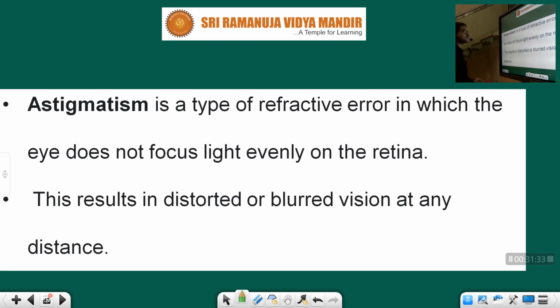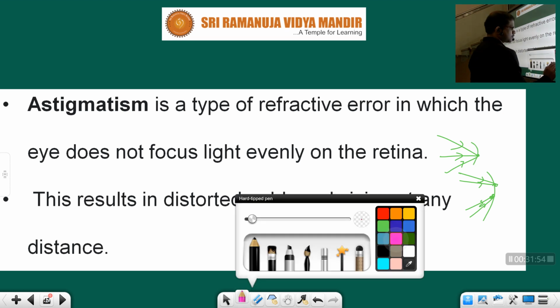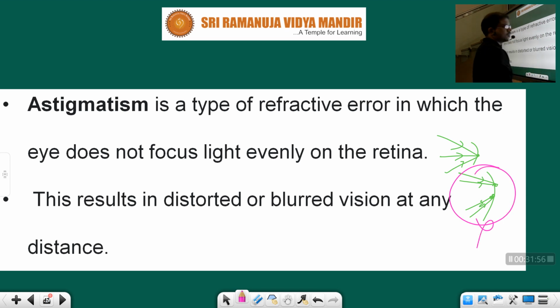Astigmatism is a type of refractive error in which the eye does not focus light evenly on the retina. See, children, whenever the light is focusing, it should focus at a point. It should not focus like this, some light rays at one point, some light rays at another point. Evenly, in the sense, all the refracted rays which were about to form an image should form at a point on the retina. Only in that case will the image be clear.